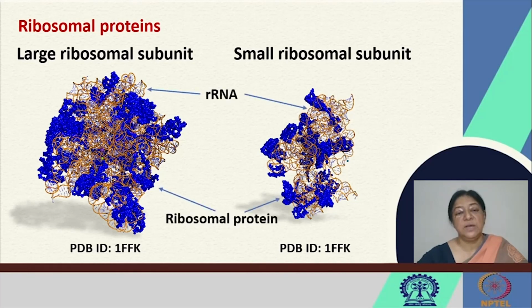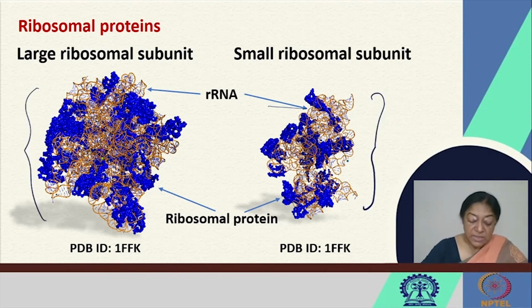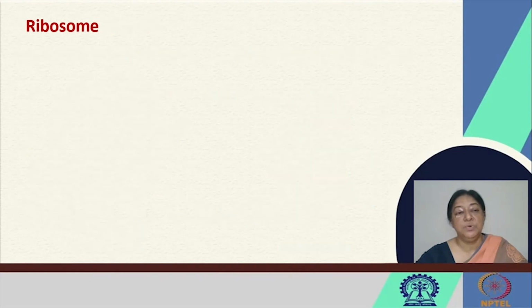These two subunits are important. So we can see the ribosomal RNA structure marked here and the ribosomal proteins structure marked in blue. And we can see how complex this formation is, in the formation of the large ribosomal subunit and the small ribosomal subunit that together make up these ribosomal proteins.